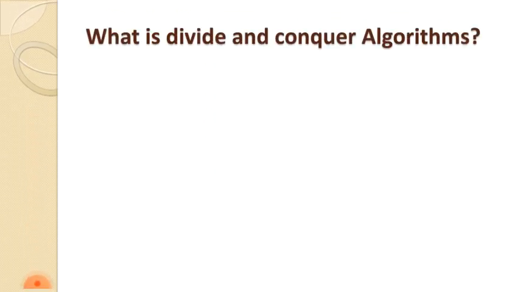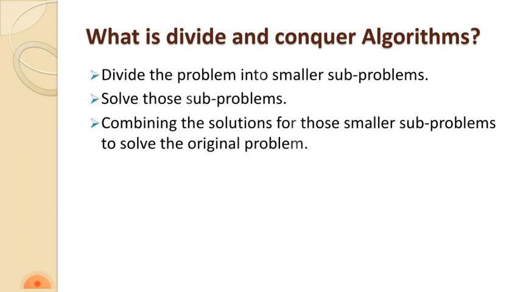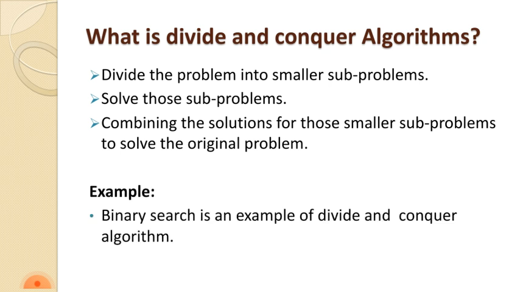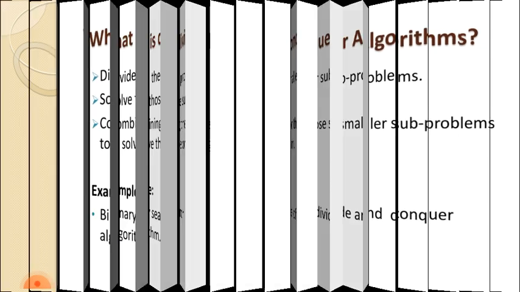What is divide and conquer algorithm? Divide the problem into smaller subproblems. Solve those subproblems, combining the solutions for those smaller subproblems to solve the original problem. For example, binary search is an example of divide and conquer algorithm.